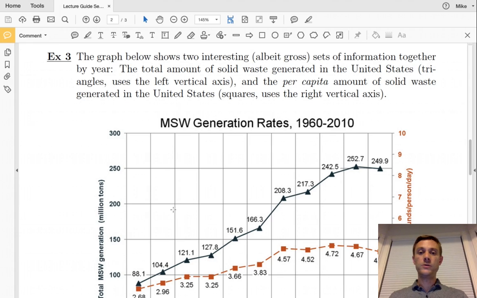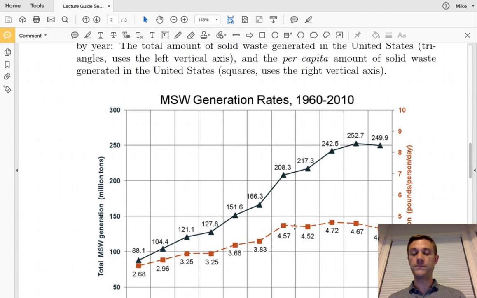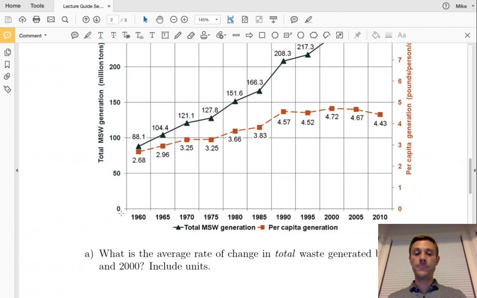Okay, the graph below shows two interesting but gross sets of information. We have the total amount of solid waste generated, so trash basically, generated in the United States. These are the triangles graphed over time here. And then the per capita, so the amount per person of solid waste. So total amount of waste is triangles, and the squares here is per person. The squares use this axis on the right to measure per capita trash generation, measured in pounds per person per day, and then just the total amount is in millions of tons. So, man, yikes.